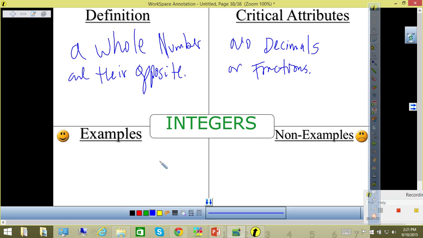All right, Reniel, give me an example of an integer. 6. Another example, Luis? -9. Azul, another example? 10. Kevin, another example? 2. Nina, another example, last one? -7. Okay? Are those integers?